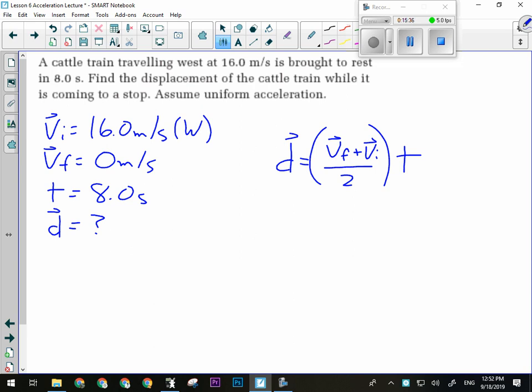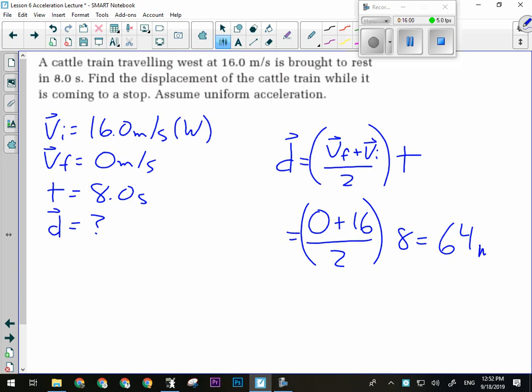Okay? All right, so we need to solve this for D, which means I don't have to manipulate this equation. It's already solved for D. All I have to do is plug in the numbers that I have. So that'll be 0 plus 16 divided by 2, multiplied by 8 seconds. So 16 over 2 is 8, times 8, 64 meters west.